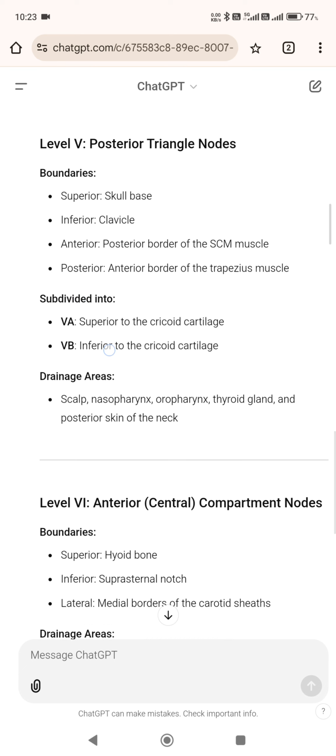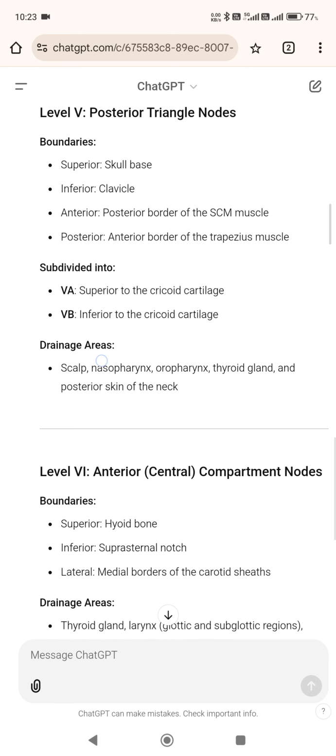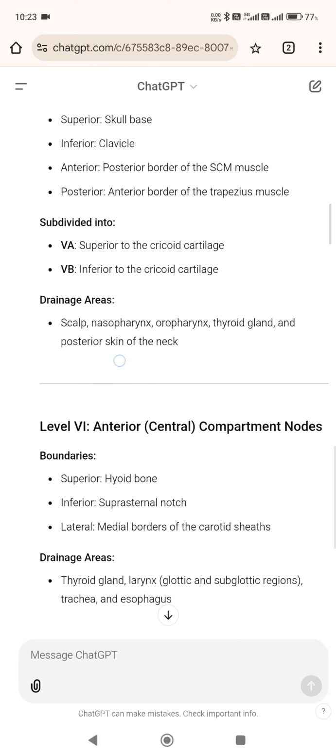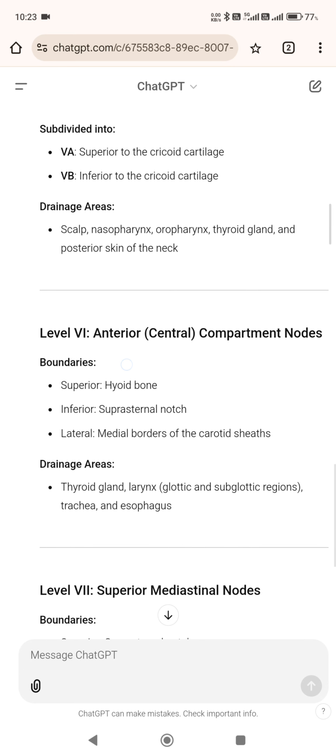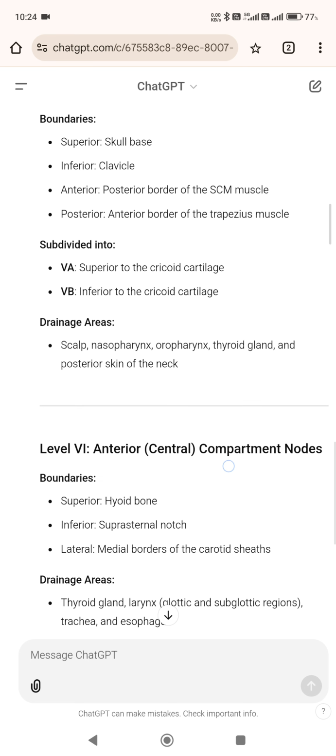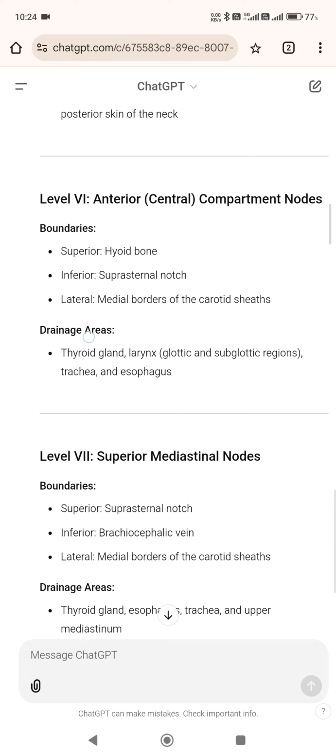Level 5, posterior triangle nodes. Boundaries. Superior, skull base; inferior, clavicle; anterior, posterior border of the SCM muscle; posterior, anterior border of the trapezius muscle. Subdivided into 5A, superior to the cricoid cartilage, and 5B, inferior to the cricoid cartilage. Drainage areas. Scalp, nasopharynx, oropharynx, thyroid gland, and posterior skin of the neck.